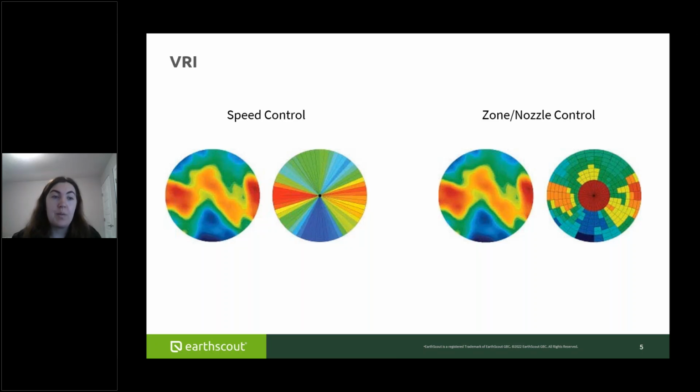So maybe in the red zones, we might be speeding up the pivot. We don't need to put as much water there. Maybe in the blue and green zones, we're slowing down, so we're applying more.